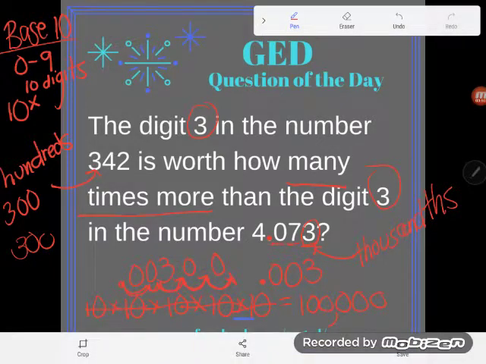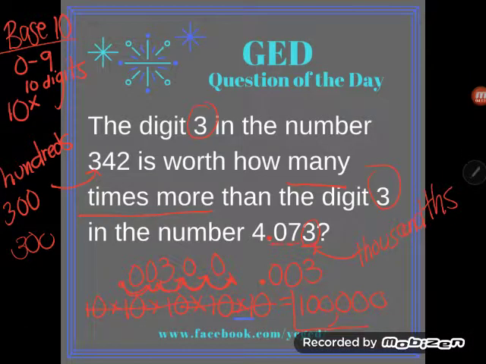I just figured out that the digit 3 in the number 342 is worth 100,000 times more than the digit 3 in the number 4 and 73 thousandths. 100,000 times more. That's a much more valuable 3.